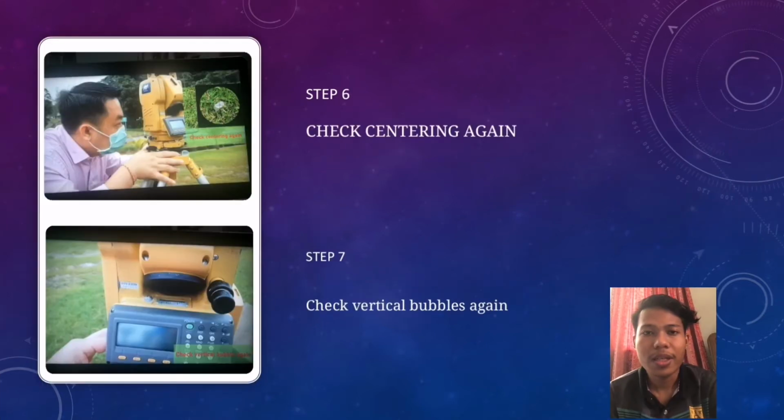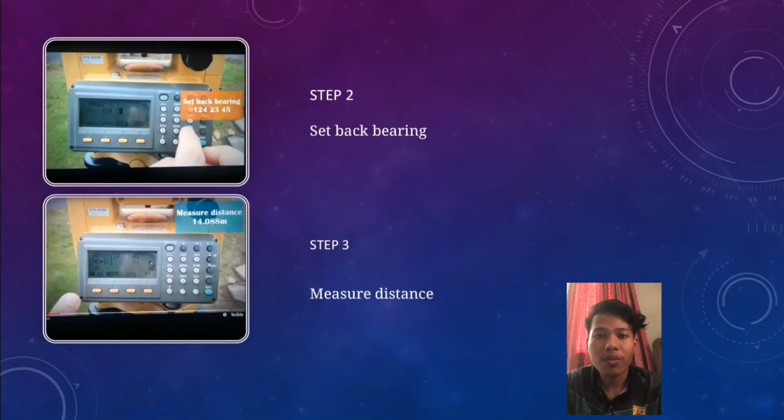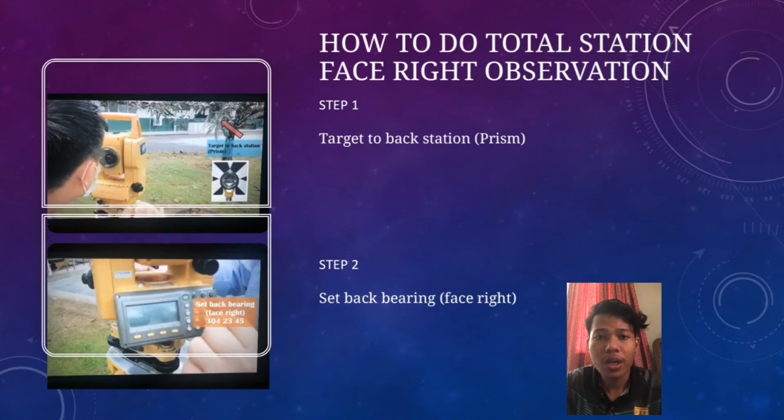Step 6, check centering again. And step 7, check vertical bubbles again. How to do total station face left observation. Step 1, target to back station prism. Step 2, set back bearing. Step 3, measure distance. Step 4, target to forward station, also known as prism. Step 5, forward bearing.